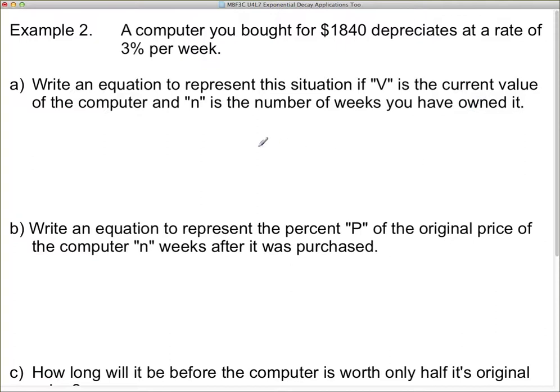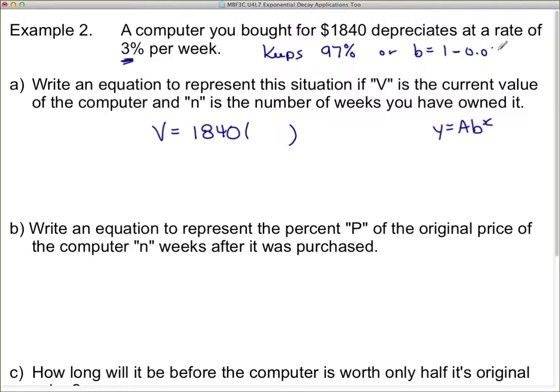Okay, so writing an equation, well, V is the value. Initially, I paid $1,840 for it, and remember what we're looking at is y equals a b to the exponent x, where a is our initial value. b is what we multiply by every time. Well, since it's depreciating by 3% per week, what percent of it does it keep? Well, if it loses 3%, it keeps 97%. Or we can think of this as b equals 1 minus 0.03. Either way, it's 0.97 that we're going to multiply by every time, and n is the number of weeks you've owned the computer.